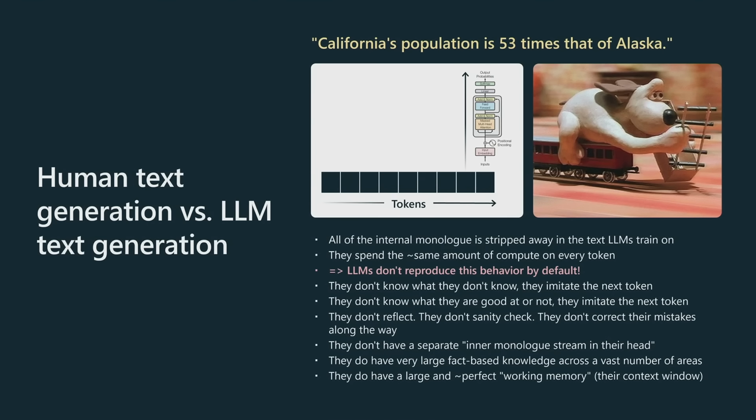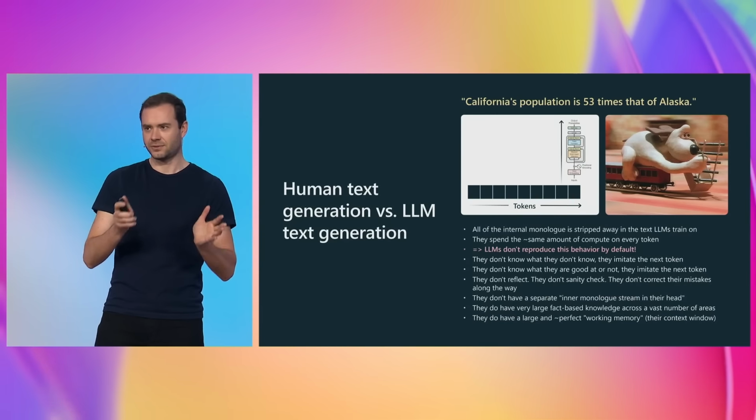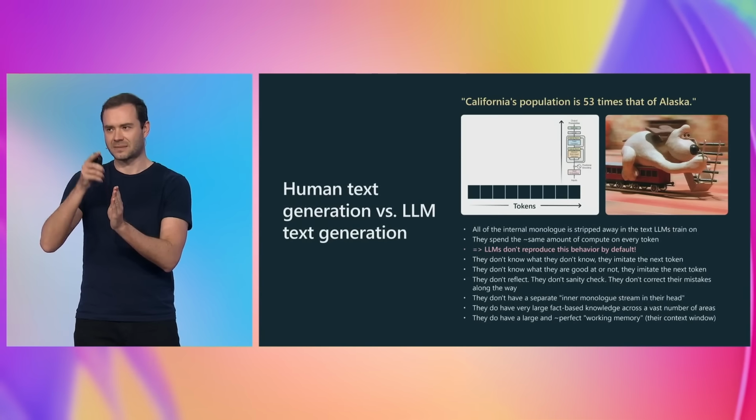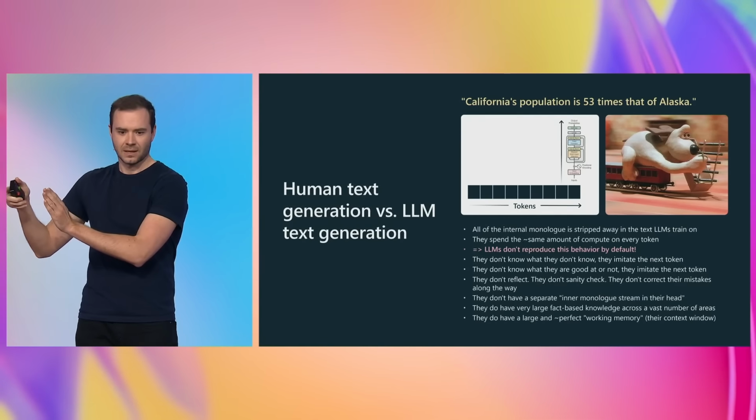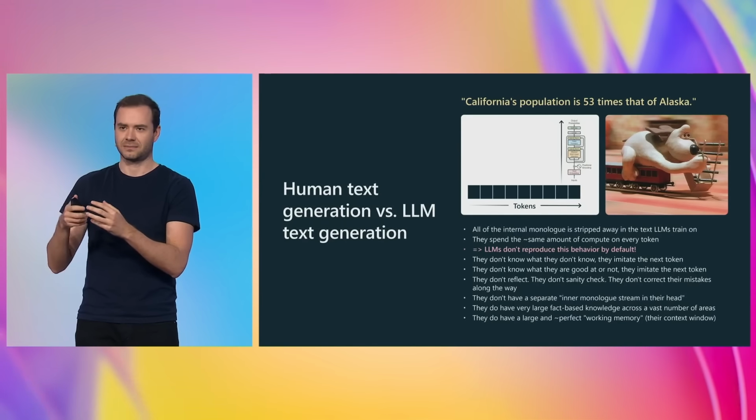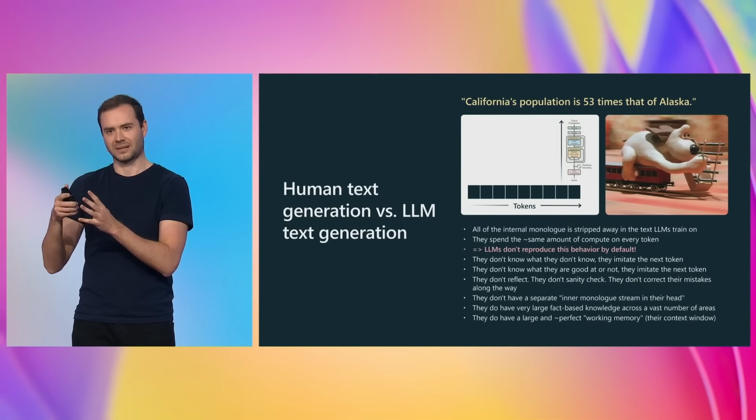In particular, in our final artifacts, in the data sets that we create and then eventually feed to LLMs, all of that internal dialogue is completely stripped. And unlike you, the GPT will look at every single token and spend the same amount of compute on every one of them. So you can't expect it to do too much work per token. Also, these transformers are just token simulators. They don't know what they don't know. They just imitate the next token. They don't know what they're good at or not good at. They just try their best to imitate the next token.